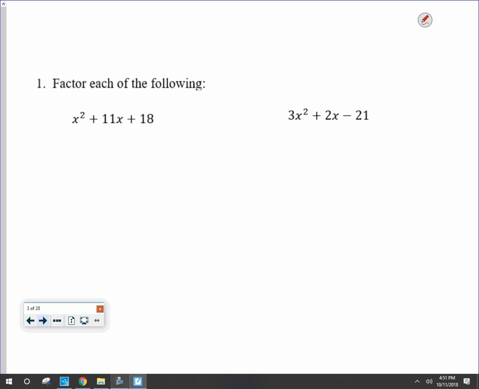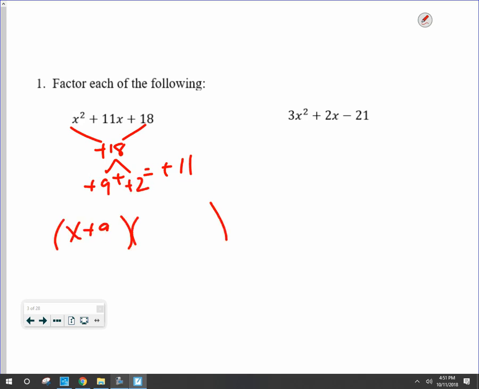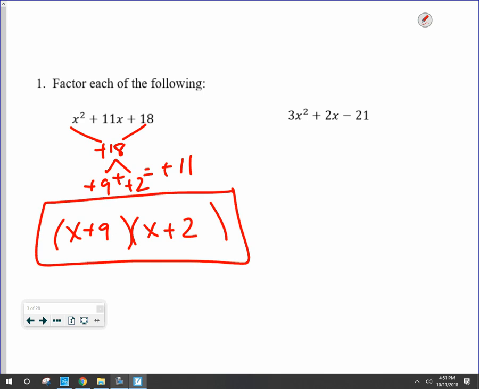Next one is a trinomial. This is the page that usually people struggle on a little bit. 18, so I need factors of 18 that would add up to 11. 9 and 2, so x plus 9 and x plus 2. Notice it is not asking you to solve again, so you would leave your answer as factored.